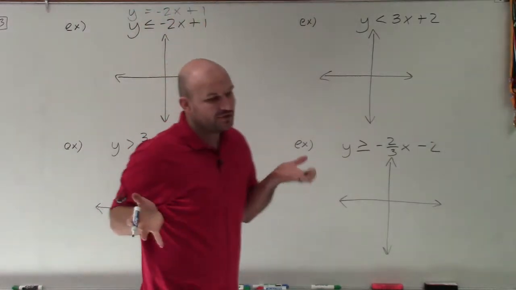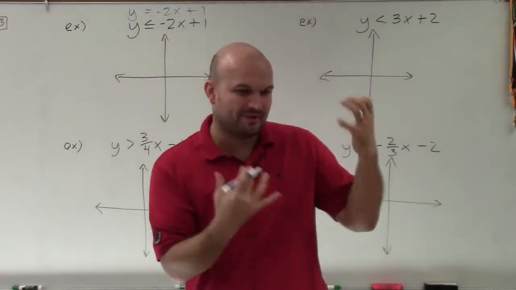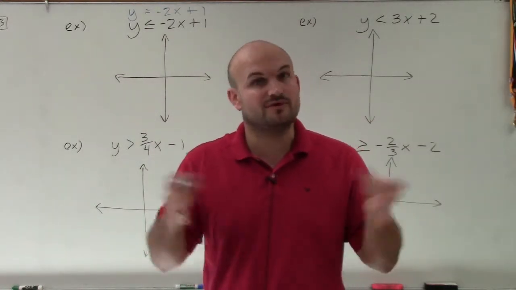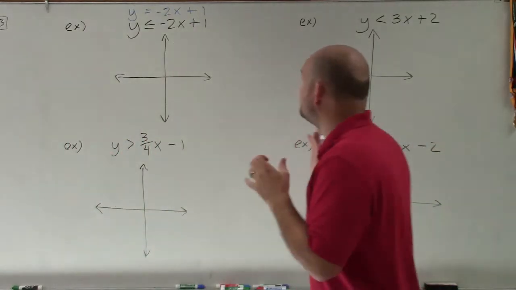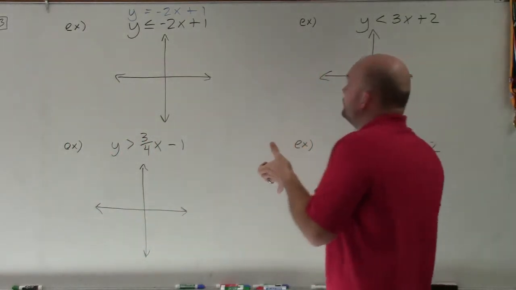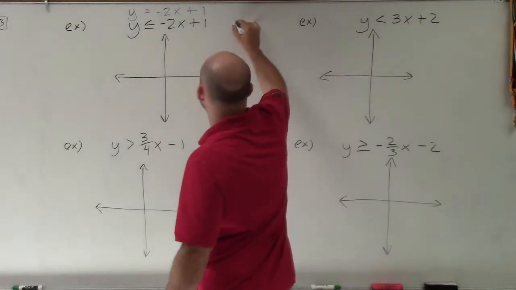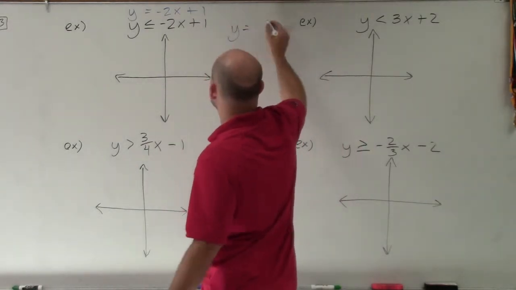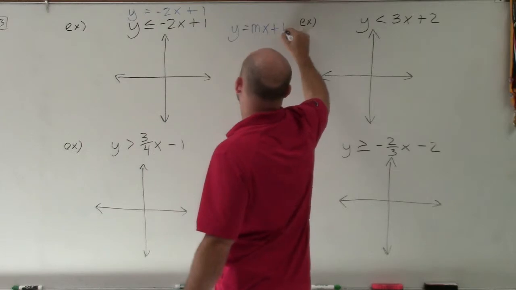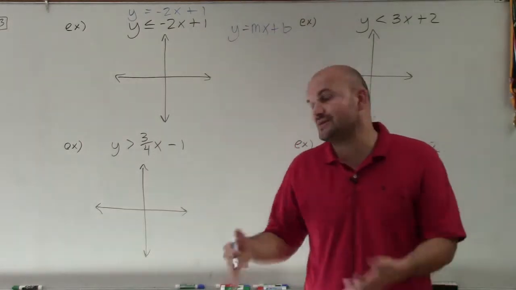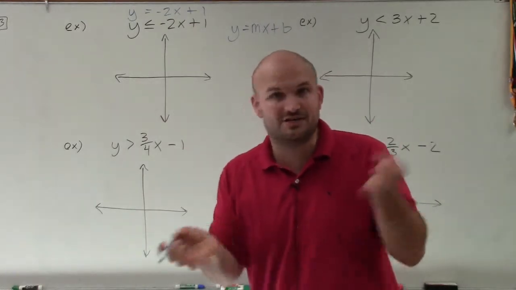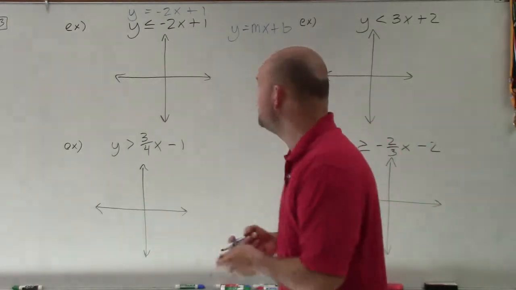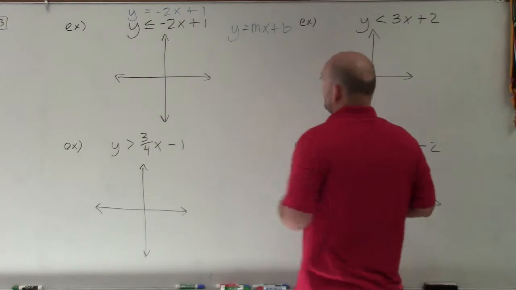A lot of times, especially when students are having trouble wrapping their brain around this, we just rewrite the inequality as an equation and then graph it as we would. Now, remember when you're graphing equations or even inequalities, when we have it in slope-intercept form, I'm just going to write the slope-intercept equation. We have y equals mx plus b. You can see that all of my inequalities are in this form, except the equal sign has been replaced with an inequality.